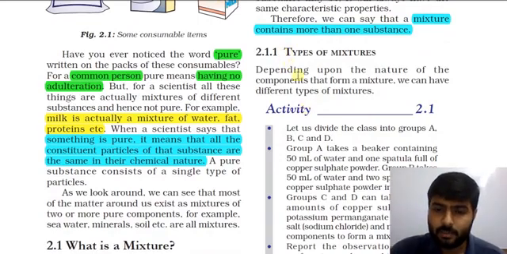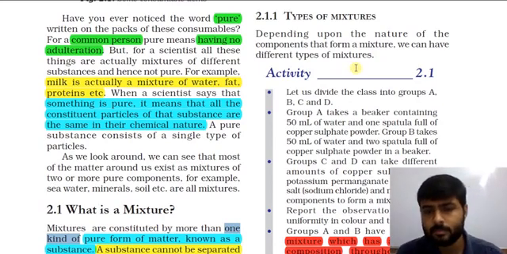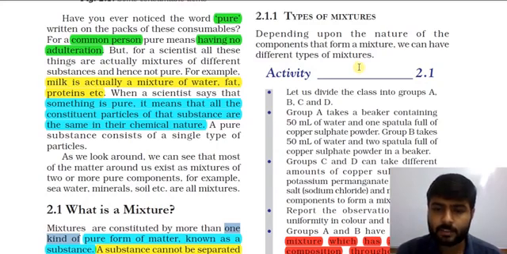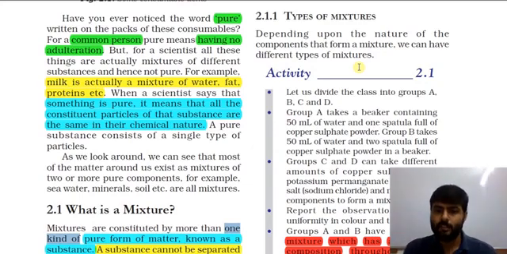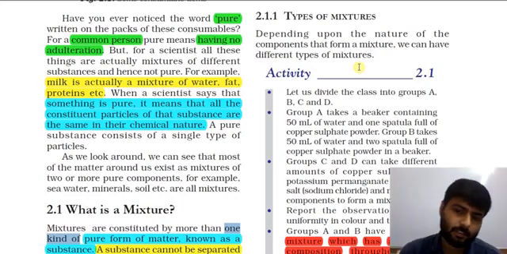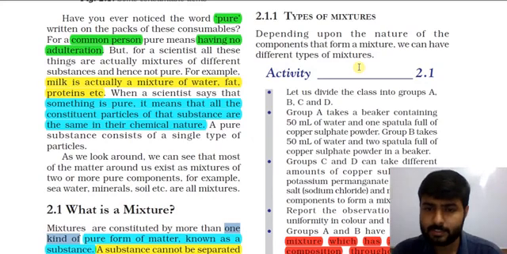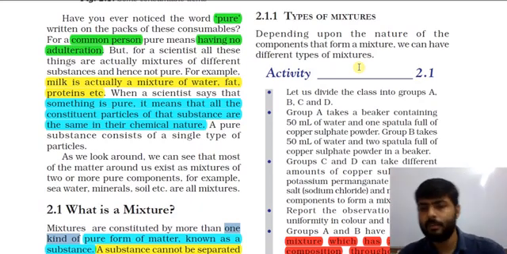Now let's try to understand types of mixture. Depending upon the nature of the components that form a mixture, we can have different types of mixture. Which component the mixture is made up of determines the type of mixture.